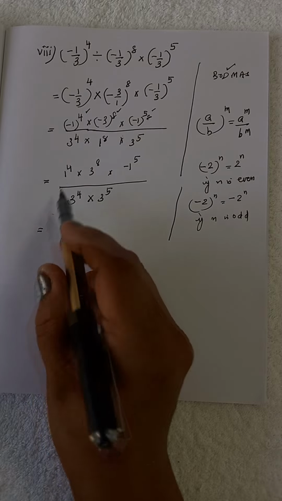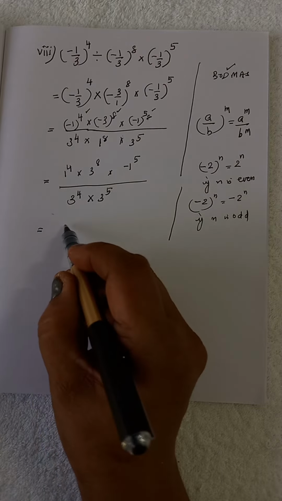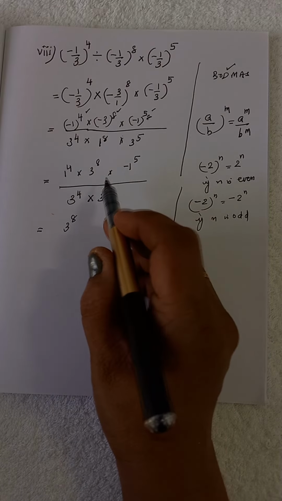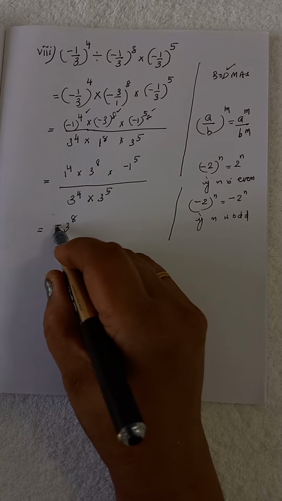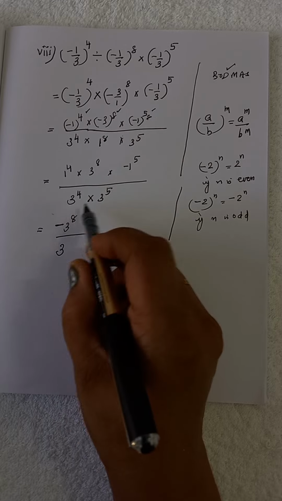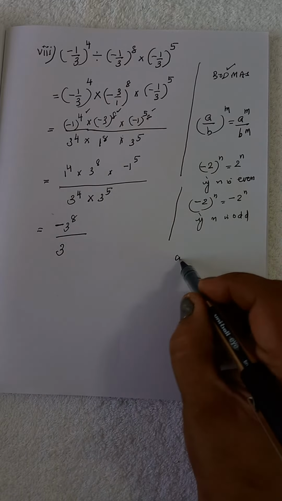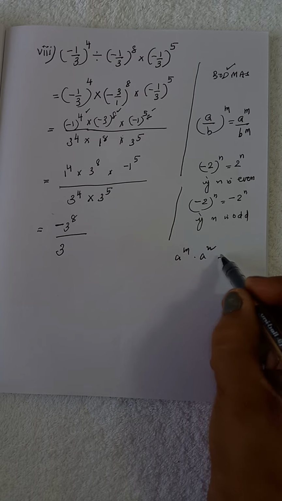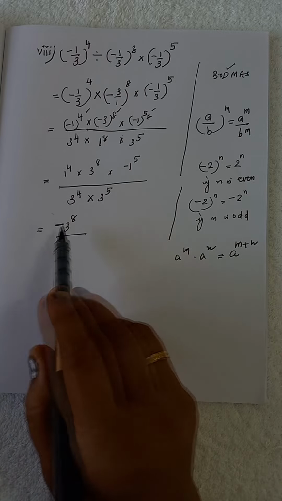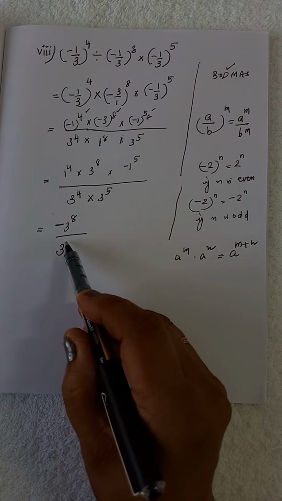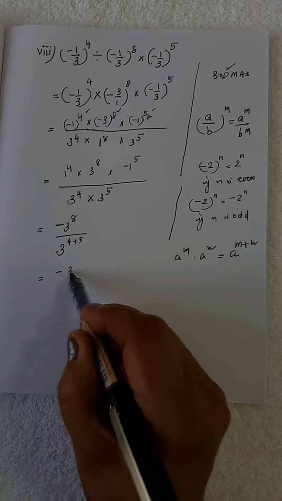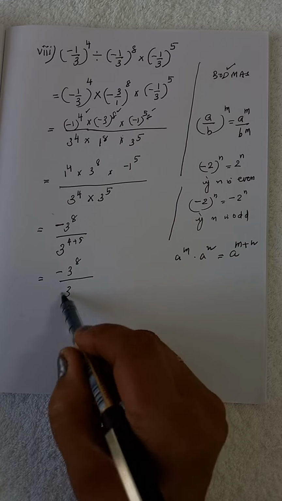So this is equal to 1^4 means 1. So what is here? 3^8. Now (-1)^5 means -1. So that minus we can put here. Minus 3^8 by 3^4 into 3^5. This is in this form, a^m into a^n is equal to a^(m+n). So this is 3^(4+5). That is equal to minus 3^8 by 3^9.